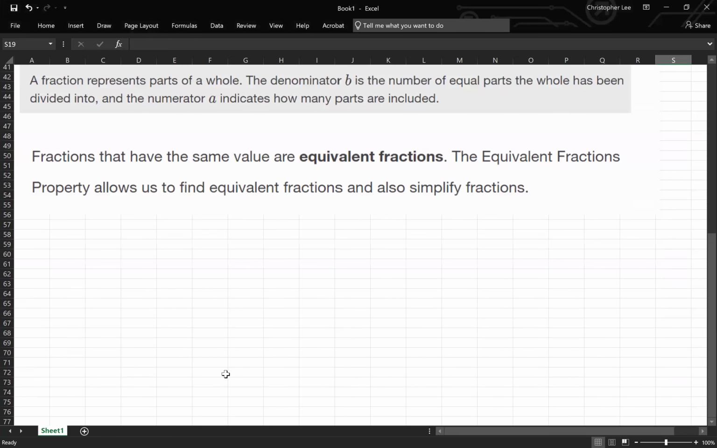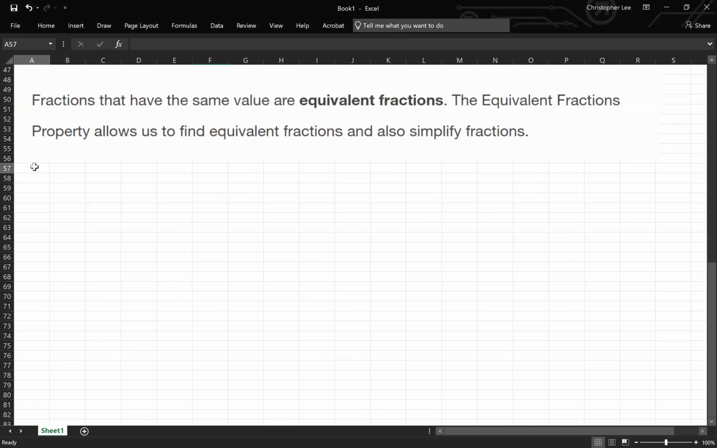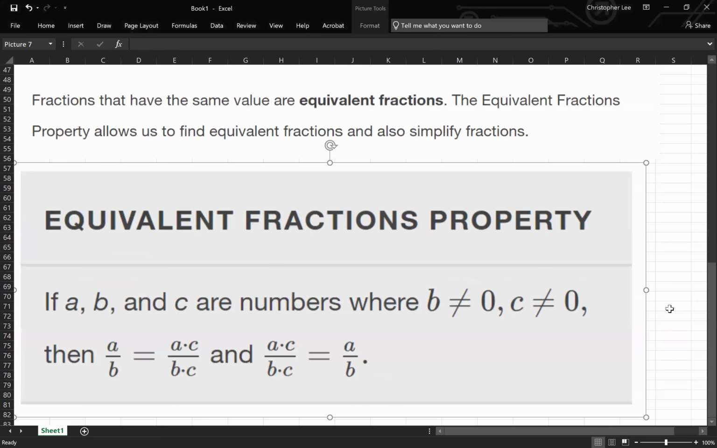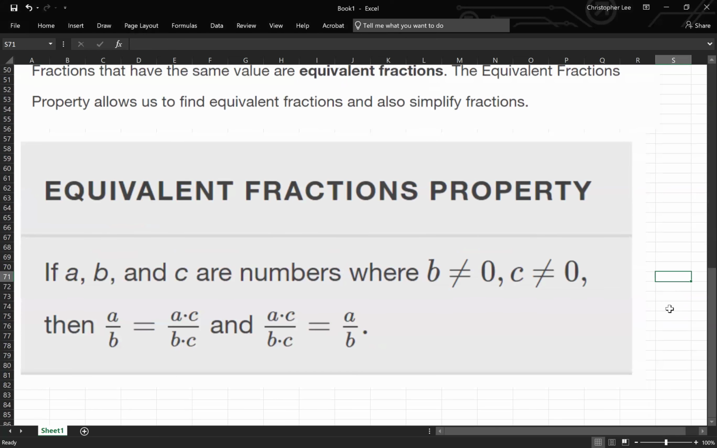Let me give y'all the equivalent fraction definition real quick so y'all can get the idea. This is called the equivalent fraction property. If A, B, and C are numbers where B does not equal zero and C does not equal zero, then A over B is equal to A times C over B times C. And the reverse is also true: A times C over B times C is equal to A over B. It looks a little crazy, but this is how we reduce the fraction. We simplify it.